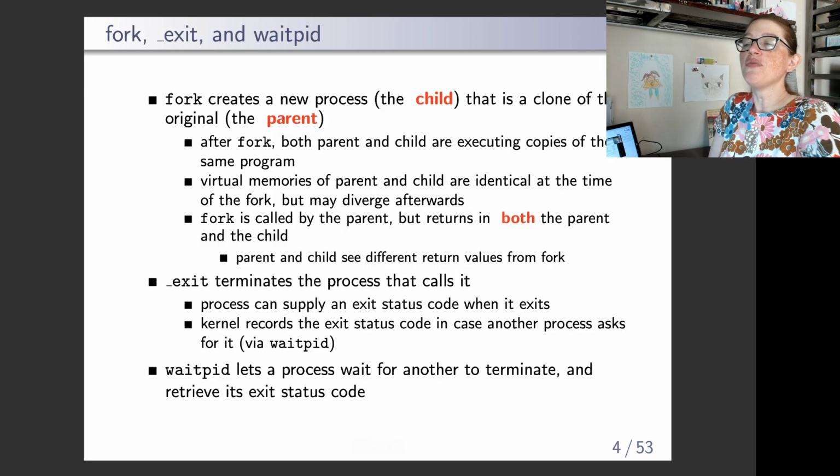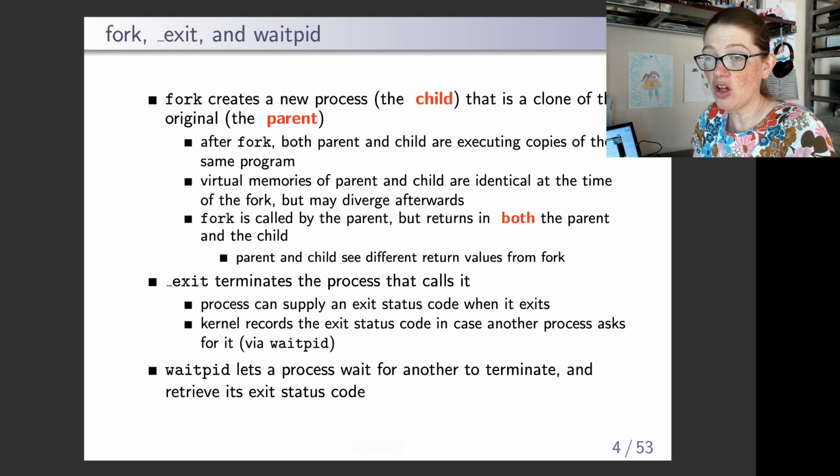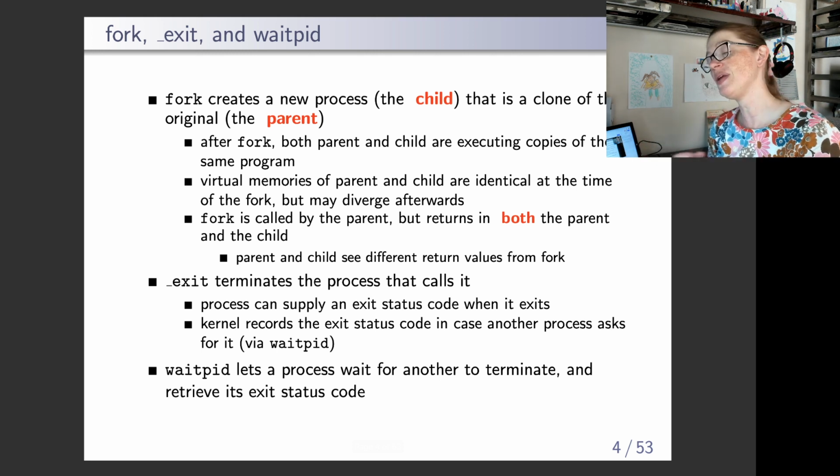So as I said, fork is one of the things that's going to be used to create a new process. Now, when we create a new process, the process that called fork, we call the parent. And the new process that was created is called the child. So we have these parent-child relationships between processes, which is not something that we would typically have between threads.